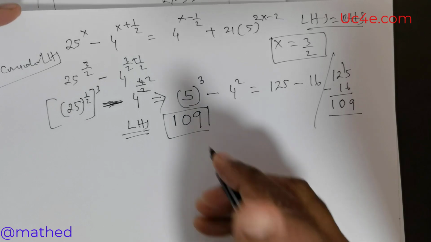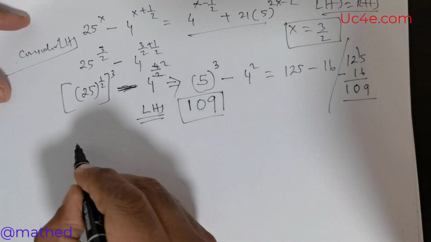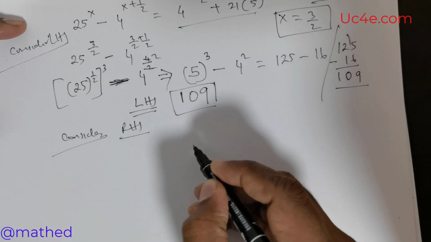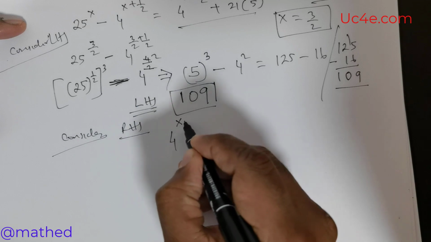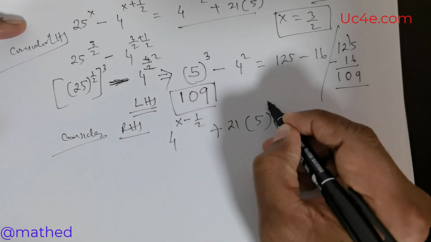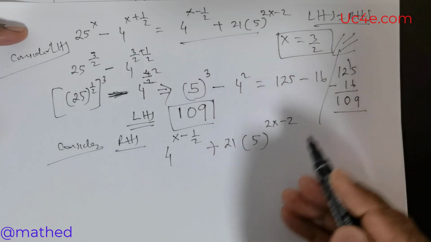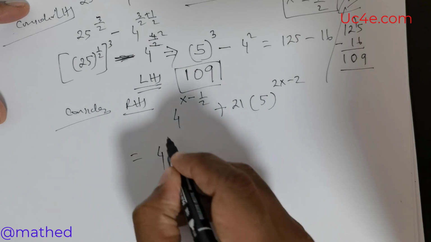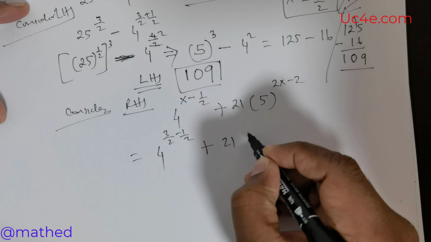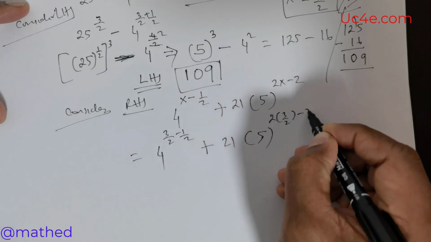Now I should get the same 109 when I substitute the value on the right hand side. So let me just see that. So consider the right hand side. So what is on the right hand side? I got 4 raised to the power of (x − 1/2) + 21 times 5 raised to the power of (2x − 2). I need to substitute x is equal to 3/2. So let's do that. So 4 raised to the power of (3/2 − 1/2) + 21 times 5 raised to the power of (2 times 3/2 − 2).